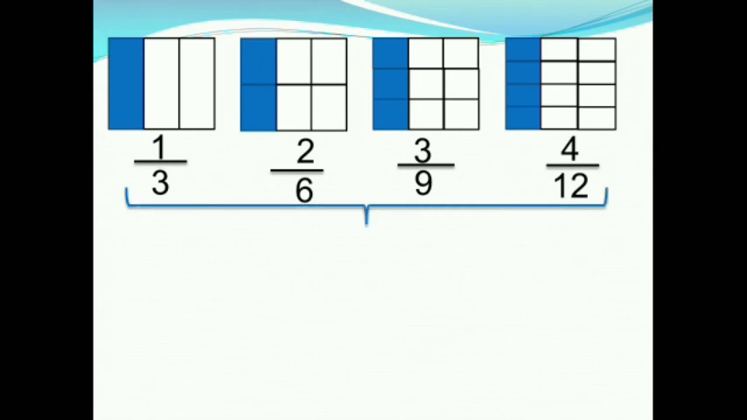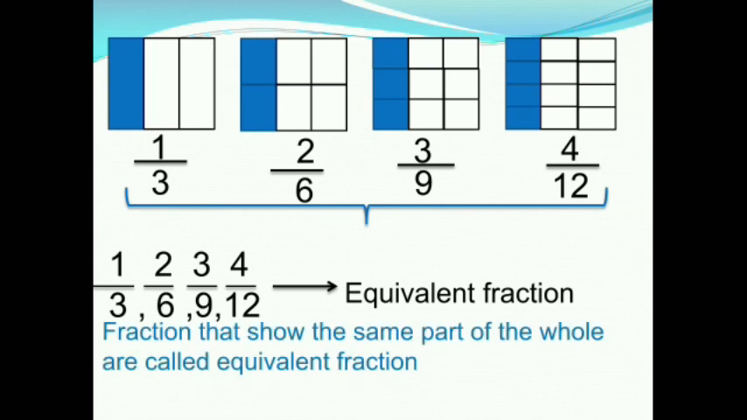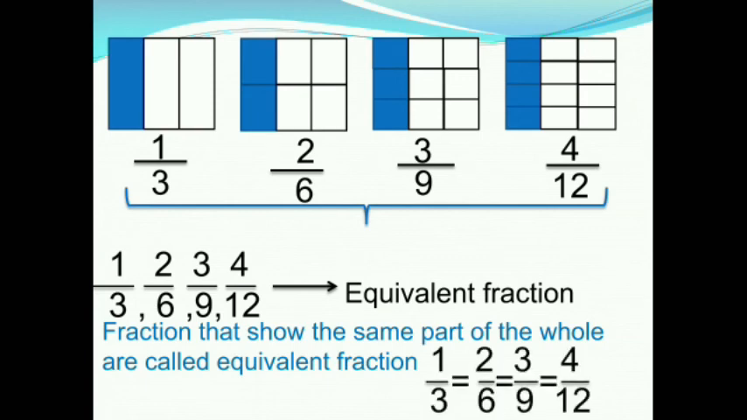All these are equivalent fractions. Thus we say two or more fractions that show the same part of the whole are called equivalent fractions. That is 1 by 3 equals 2 by 6 equals 3 by 9 equals 4 by 12.